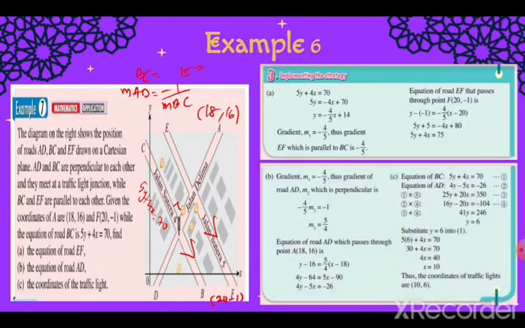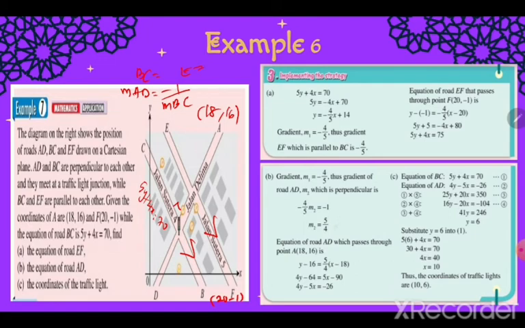So for B, the equation of road AD. AD is perpendicular to BC. When we talk about perpendicular, M1 times M2 equals negative 1, in which M2 is equal to negative 1 over M1. So in this case, M2 is represented by gradient AD and M1 is represented by gradient BC. So we have our gradient 2, or gradient AD. Gradient AD is 5 over 4. So now we have our gradient, the normal gradient, which is 5 over 4.